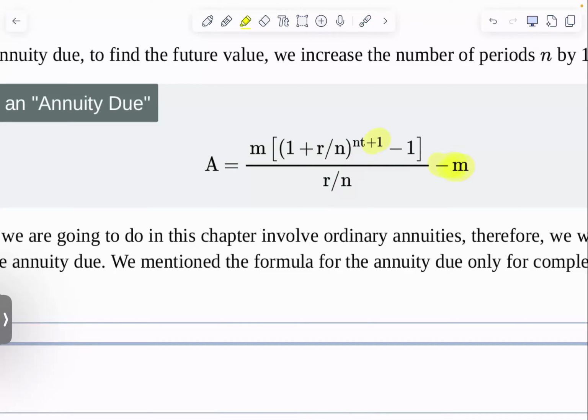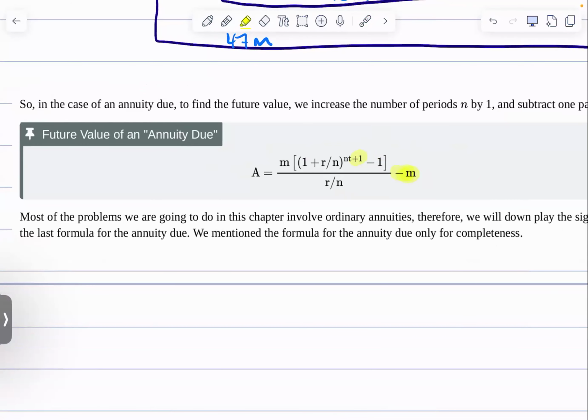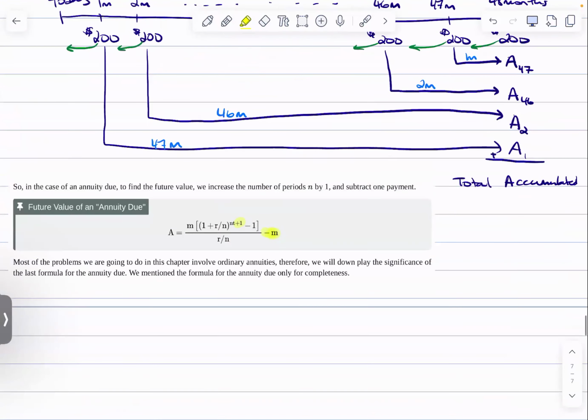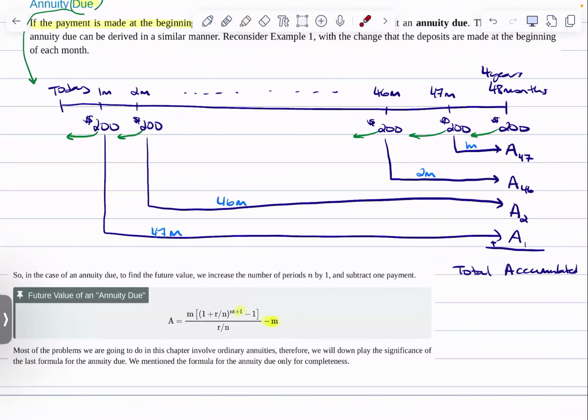But besides those two changes, everything else is the same as before, right? That's how we adjust for those payments being bumped back 1 month, right? Because now instead of 47 months, this payment of 200 sat there for 48 months, right? And everything got shifted.